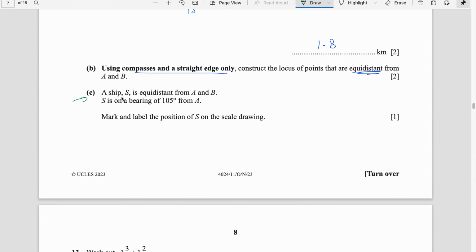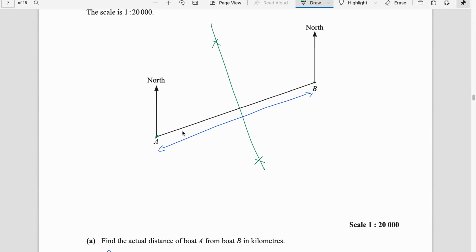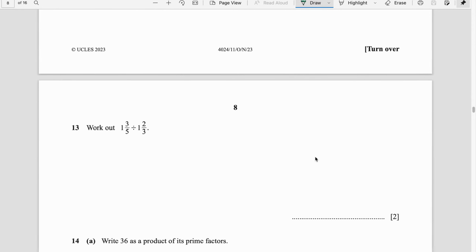C part says a ship S equidistant from A and B. S is on a bearing of 105. So it lies on the perpendicular bisector and at a bearing of 105. So place your protractor and mark the point at 105. Then you may remove it and draw the line. So wherever it intersects is the position of the ship and marked as letter S.